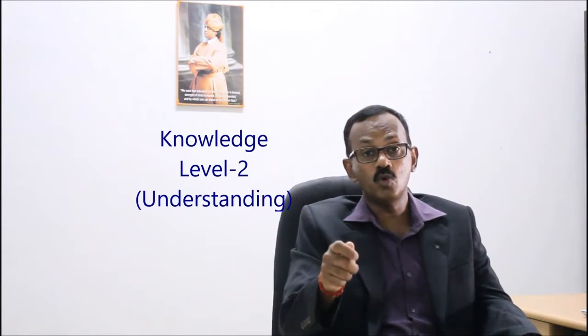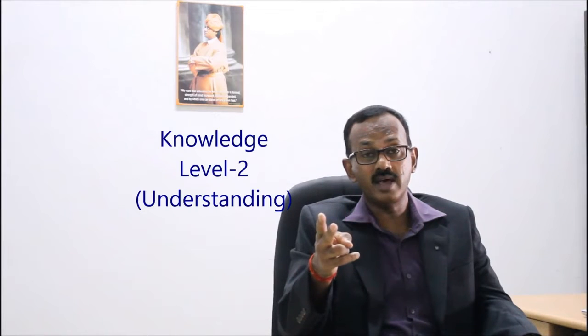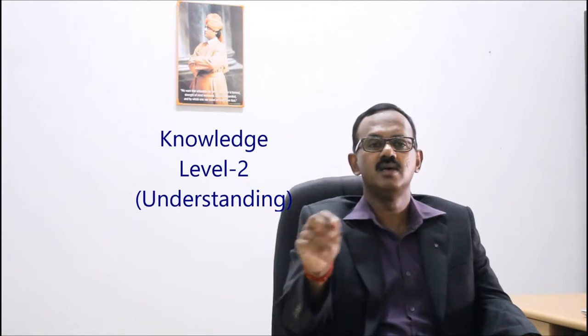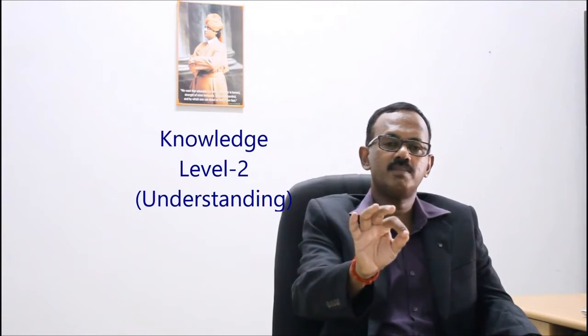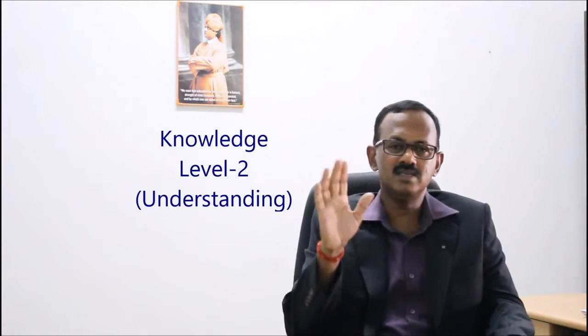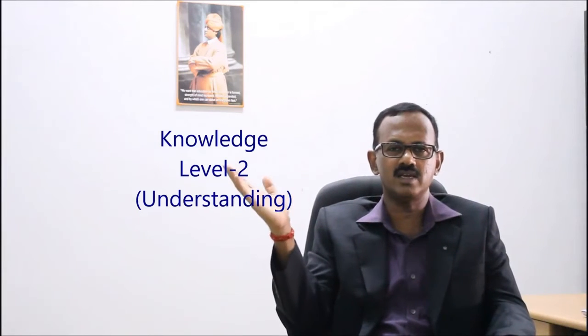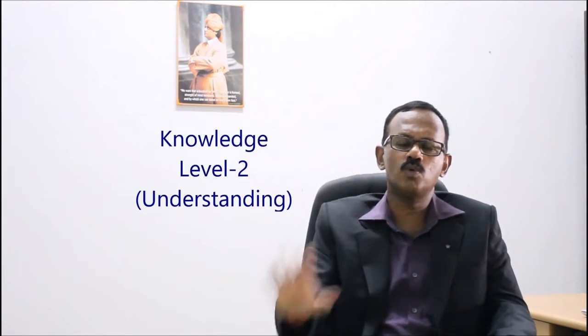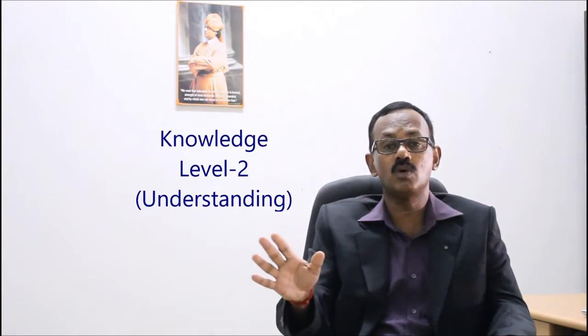But knowledge level 2 means they should be able to tell it in their own words, but at the same time information loss should not be there. Now, it can be like this. For example, calibration means, or definition is already given, calibration means give a known input to a system. Now I am telling in my own words.